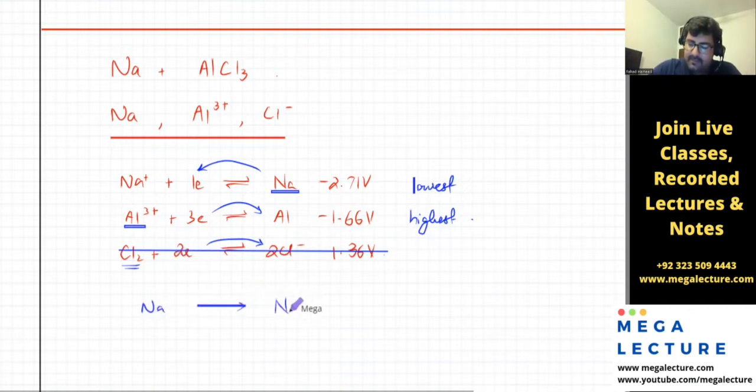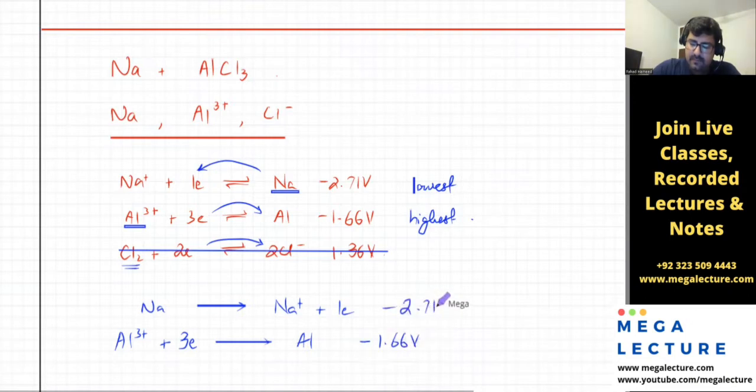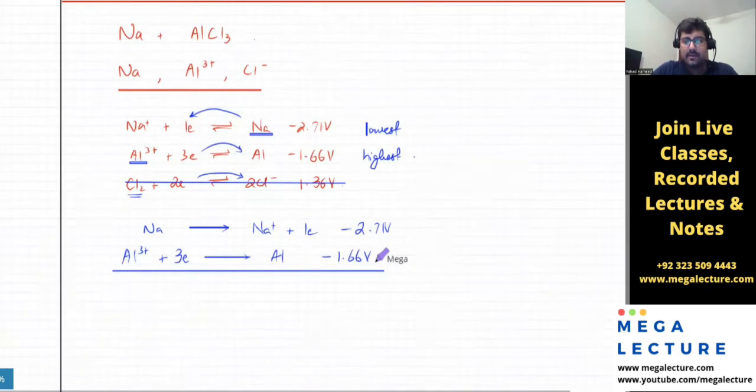that's turning to Na plus 1 and losing 1 electron, and Al3 plus, that's gaining 3 electrons. So you can make the equation. What is the equation? You have to balance the number of electrons gained and lost. So this will be multiplied by 3.